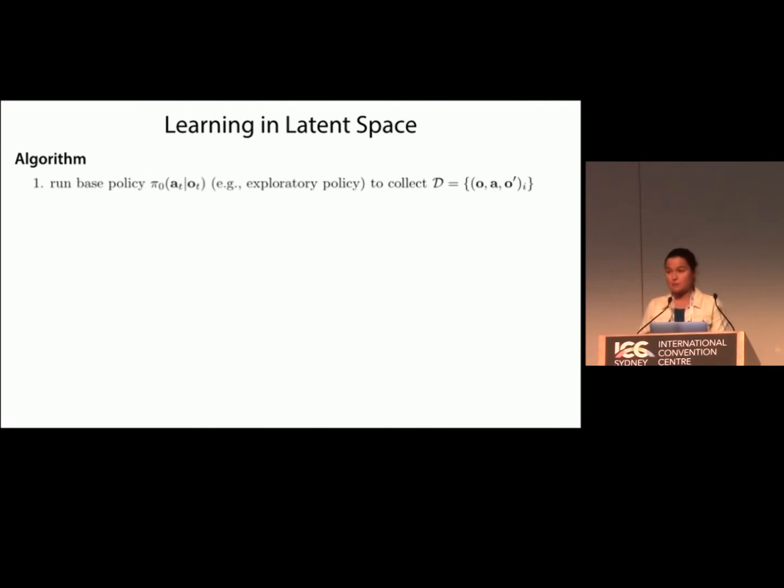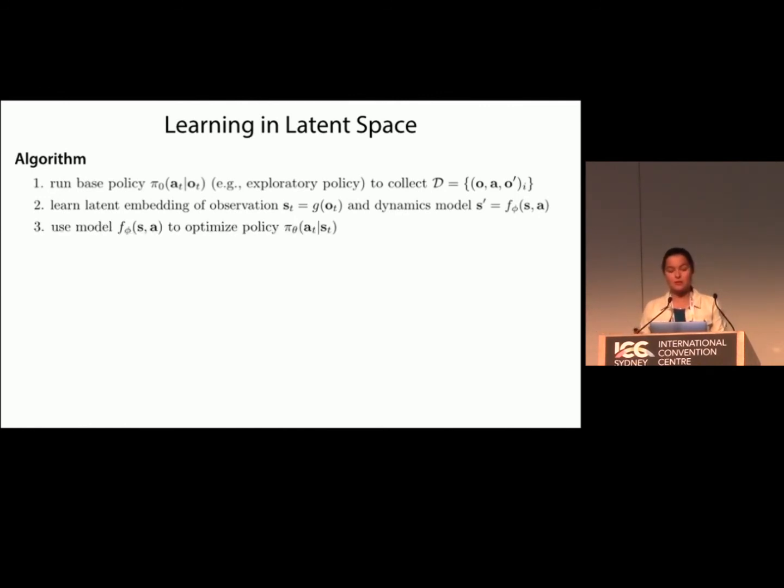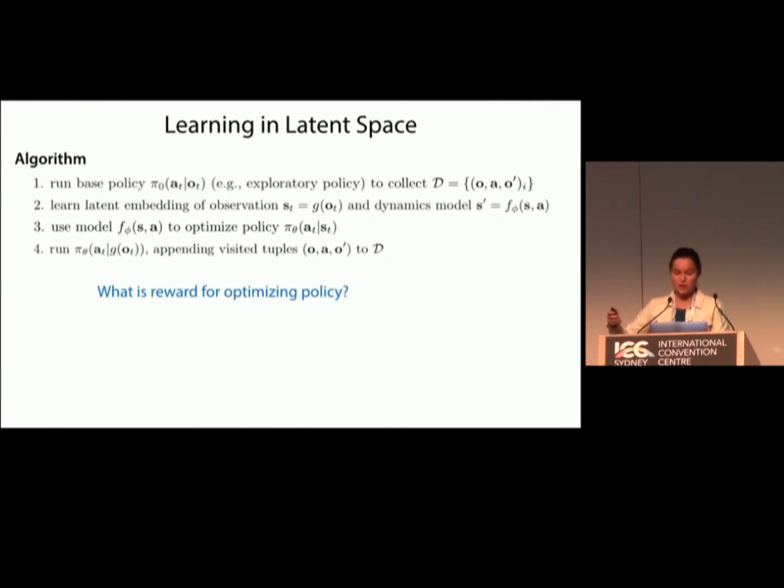What this looks like as an algorithm is, first, we're going to run our base policy, for example, an exploratory policy or a random policy, to collect a data set. Second, learn a latent embedding of the observations, and a dynamics model in that latent space. Third, use the model to optimize a policy in that latent space. Then you can run your policy using both the embedding function and your learned policy on the embeddings, append the visited tuples, and then repeat.